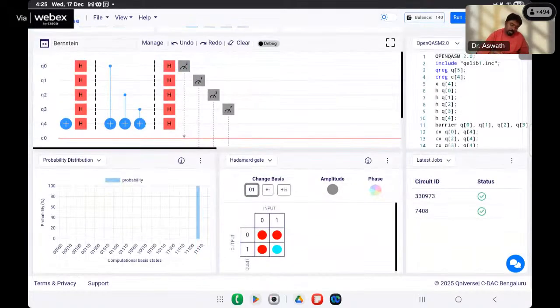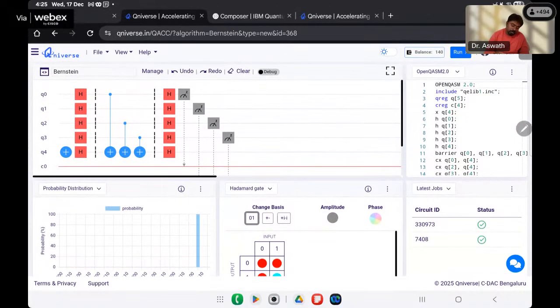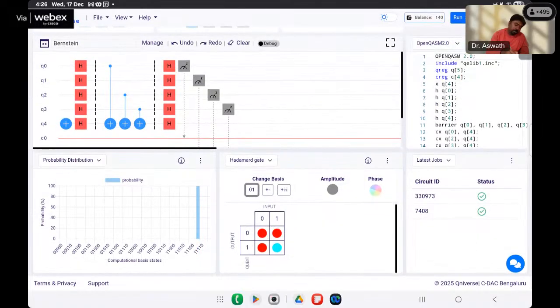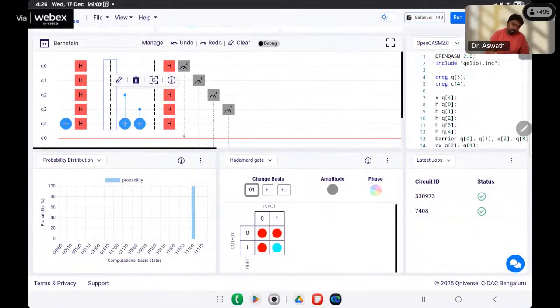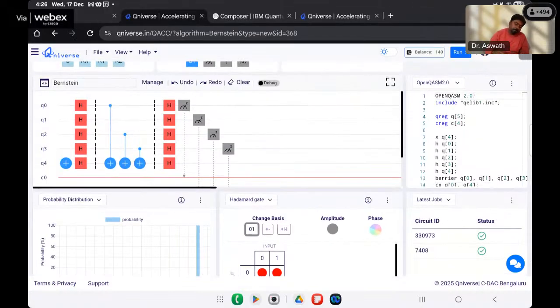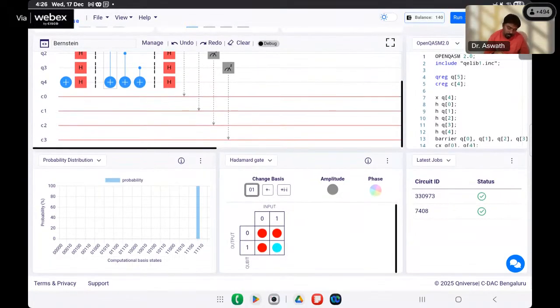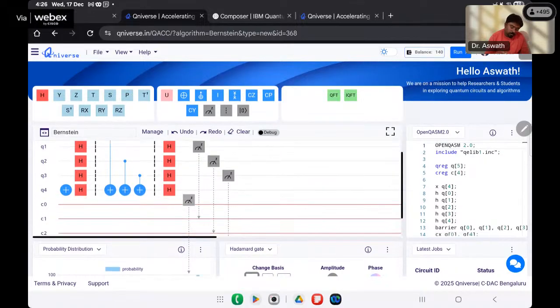Okay. What is the output? The output is, just a minute. The output is 1101, right? Sorry, 1101. Okay, I just made some mistake. Okay, so there is this one. This corresponds to this. Let me check the probability amplitude. It is giving me triple one. Is it a triple one? No.